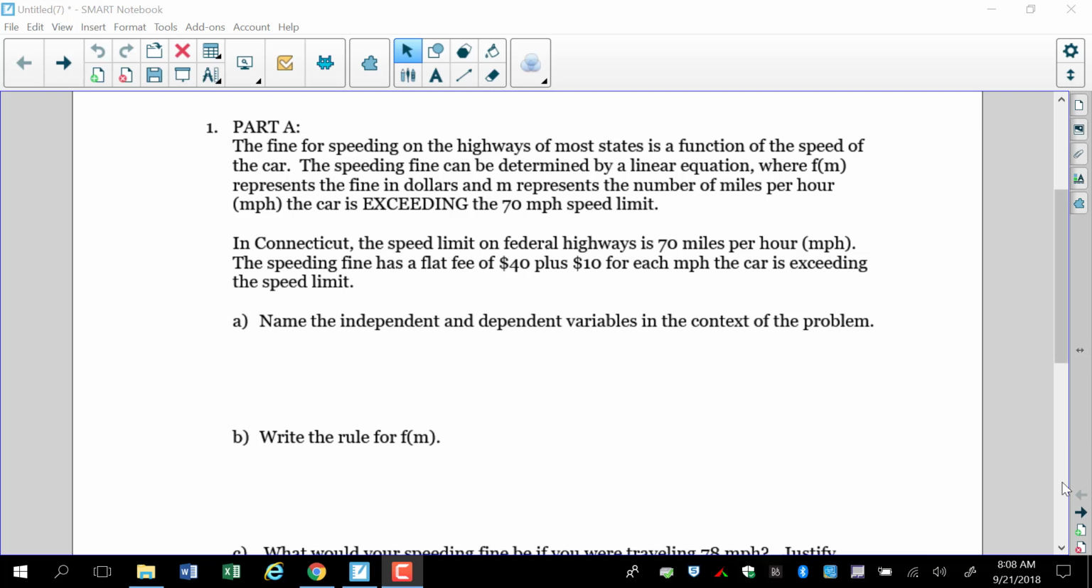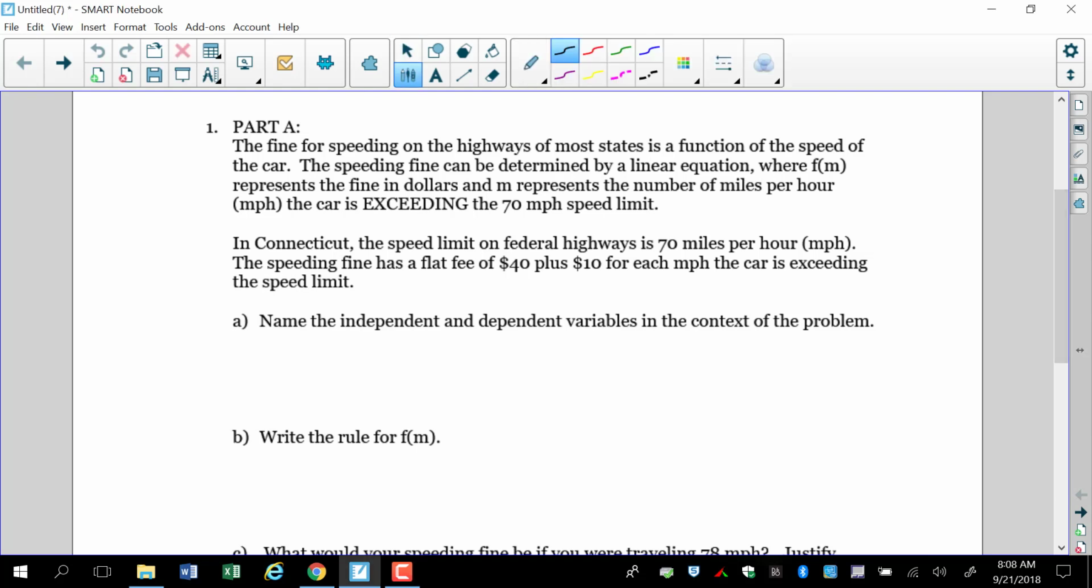All right, and welcome to the next day of linear equations. We're going to be looking at some word problems. Word problems shouldn't scare you. These are not tricky, confusing word problems. I'm trying to use real everyday application type problems. Hopefully you don't speed, but if you do, there are some different ways that people calculate speeding fines. So that's what we're going to be looking at today.